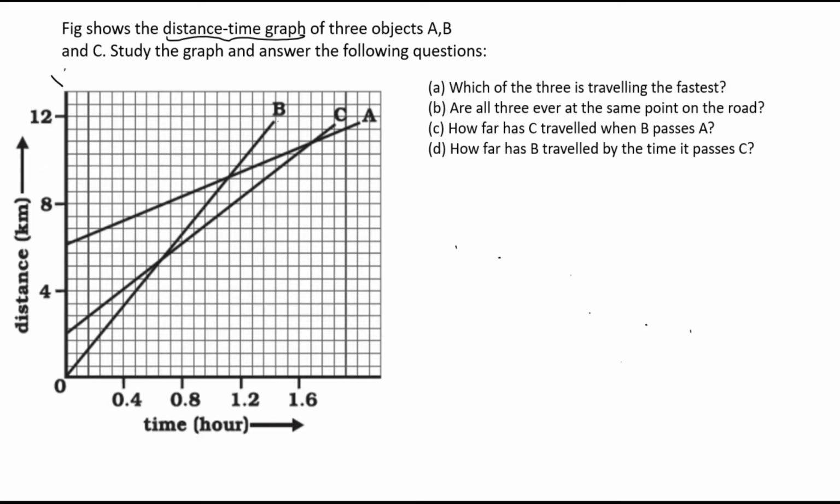On the y-axis we have distance and on the x-axis we have time, and there are three objects. You can consider them as three moving bodies. They are moving and their motion is drawn here on the graph. Please recall, if a distance versus time graph contains a straight line, not a curve, that means all these vehicles are in what type of motion? Uniform motion.